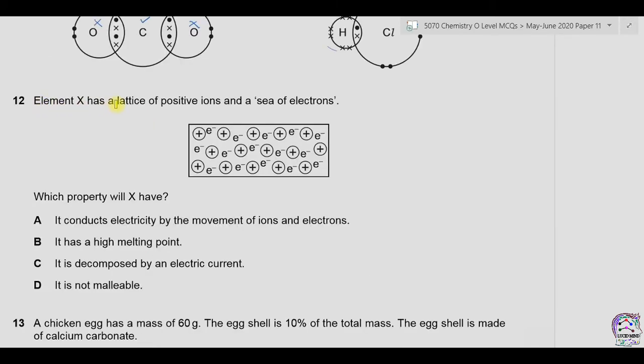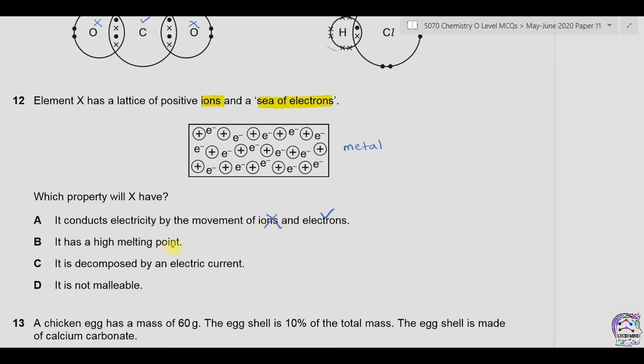Question 12. Element X has a lattice of positive ions and a sea of electrons. We can see the structure. Which property will X have? As in this structure, we can see there are positive ions and a negative sea of electrons, so therefore it is a metal. Now we can find the properties of metal. A. It conducts electricity by the movement of ions and electrons. Now metals only conduct by the movement of electrons, not by ions, so therefore this is incorrect.